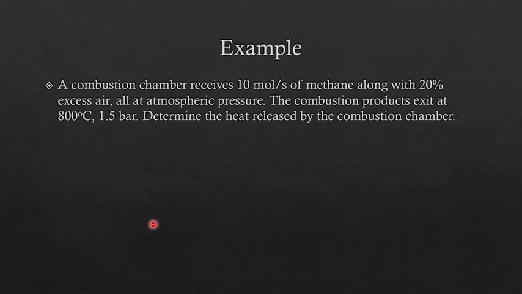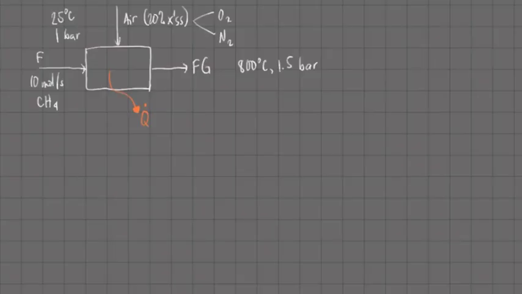Let's try to solve this example. A combustion chamber receives 10 mole per second of methane along with 20% excess air, all at atmospheric pressure. The combustion products exit at 800 degrees Celsius and 1.5 bar. Determine the heat released by the combustion chamber. Here we have our given for the problem.